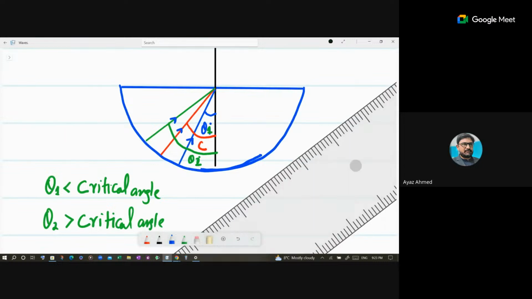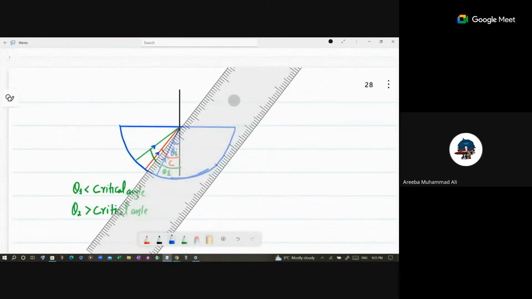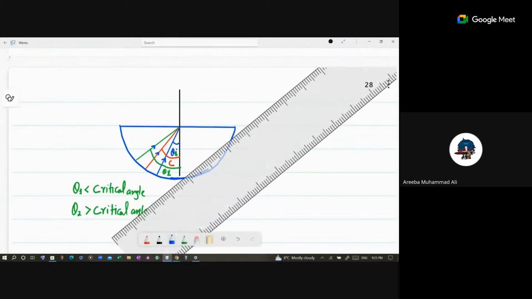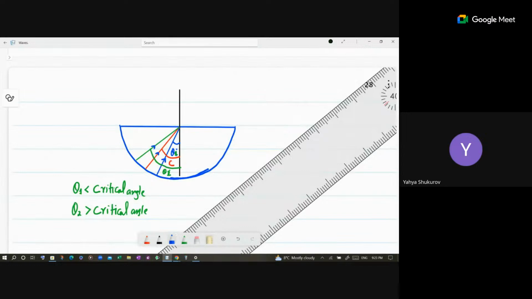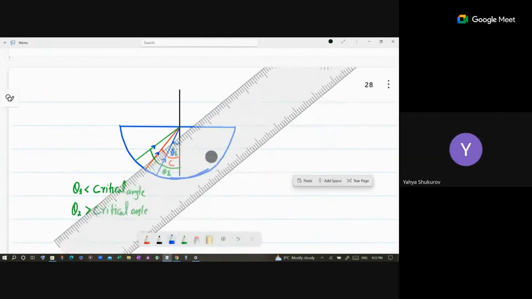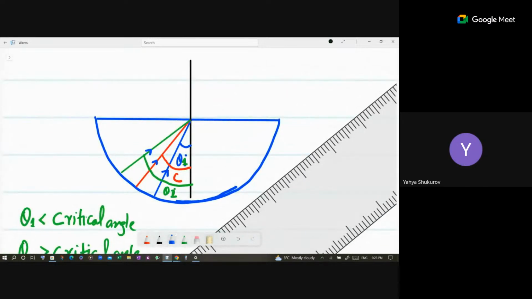Ariba, what will happen to the blue light? I'm still confused, sir, I'm still thinking about it. Okay, what about you? The one that is smaller than the critical angle will just get refracted, and the one larger than the critical angle will get total internal reflection.